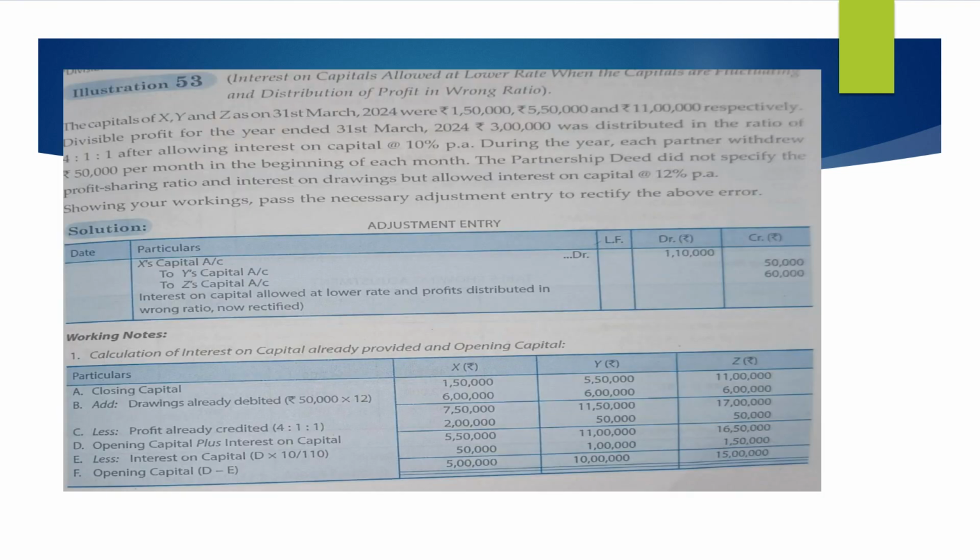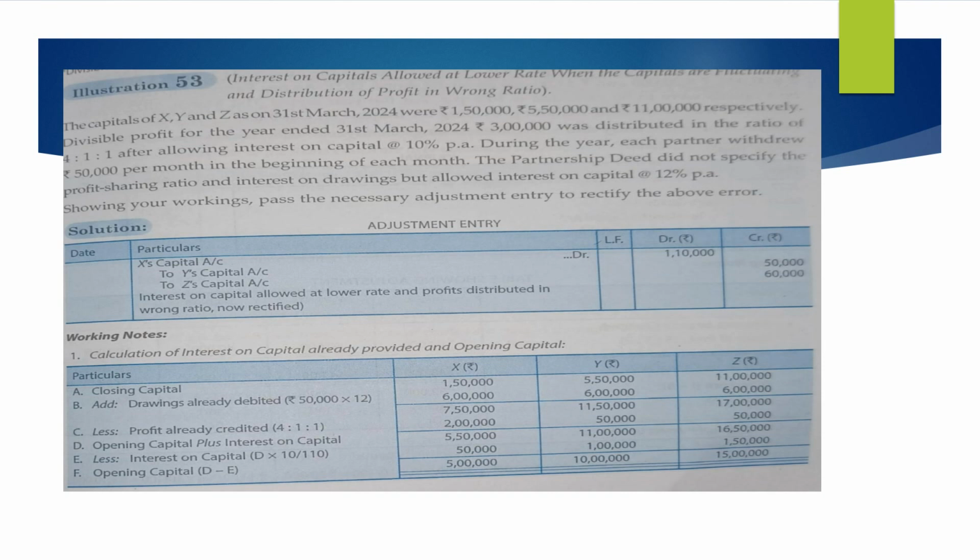Illustration 53. The capital accounts of X, Y, and Z as on 31st March 2024 were rupees 1,50,000, 5,50,000, and 11 lakhs respectively. These capitals are closing capitals. The divisible profit for the year ended 31st March 2024 was rupees 3 lakh, to be distributed in the ratio 4:1:1 after allowing interest on capital at 10%.